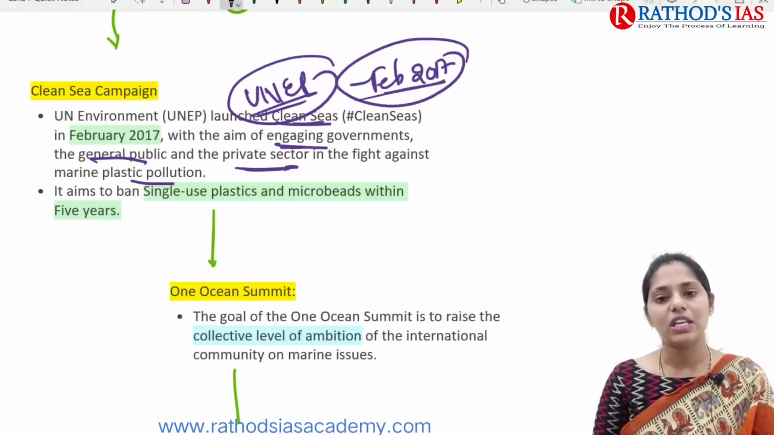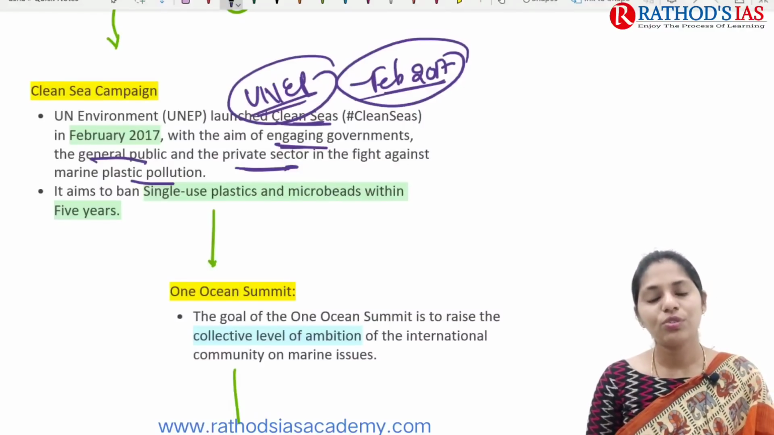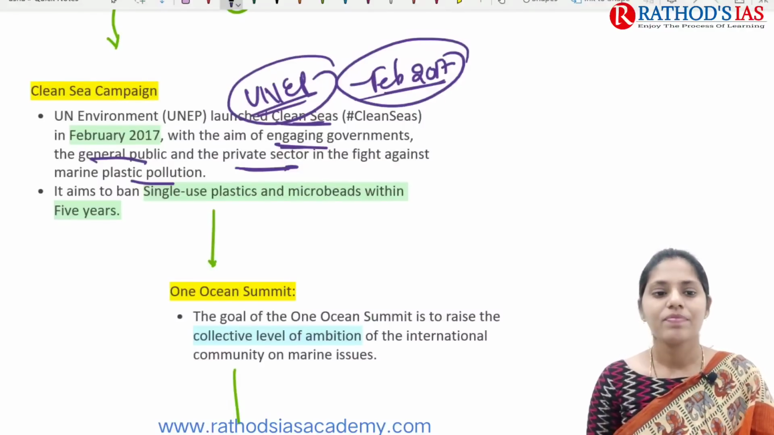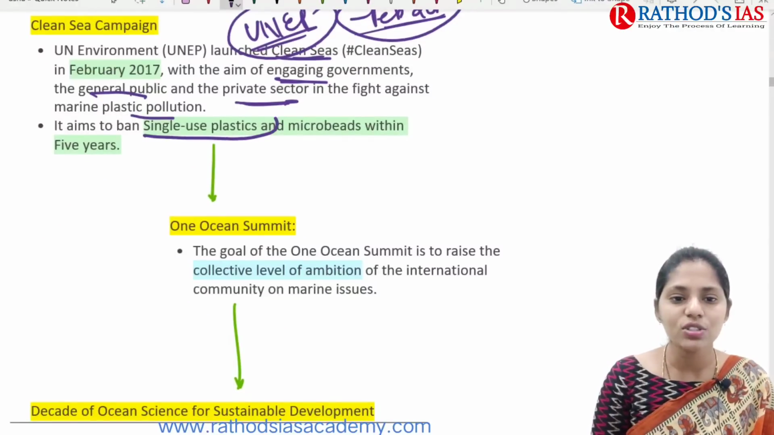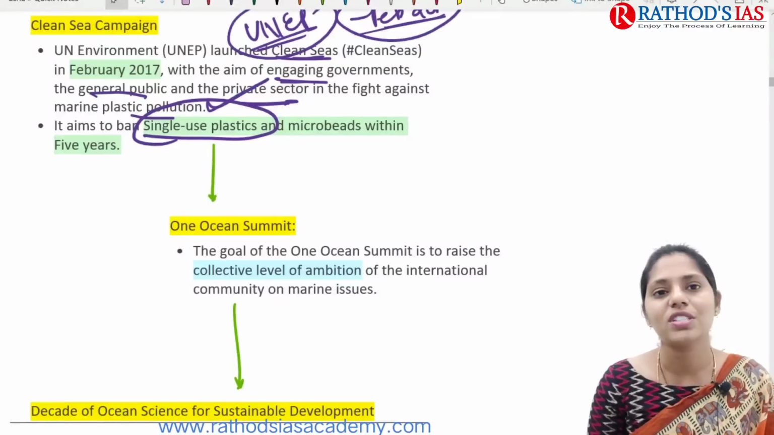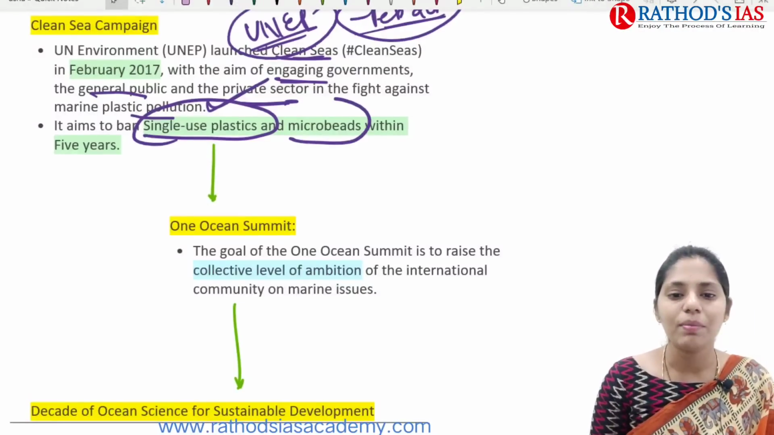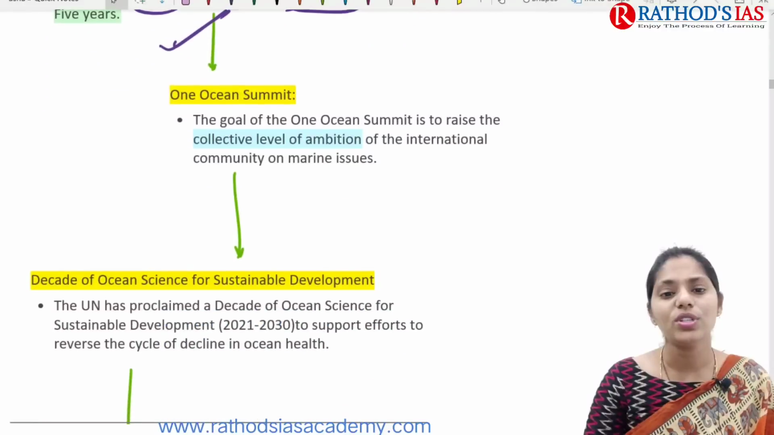So here we need to take some steps, especially to prevent or fight against this marine pollution. The next one is that it also aims to ban single-use plastic. From July 1st onwards in India we came with this ban on single-use plastic and even microbeads within these 5 years. And we also have one Ocean Summit.